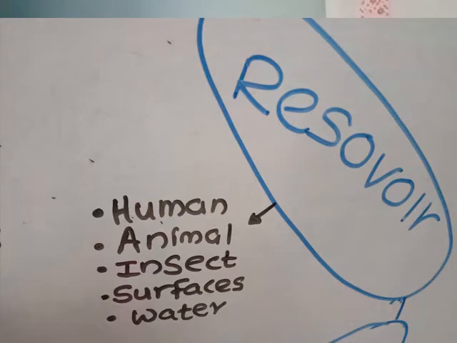So it should exit from that place. We call it the portal of exit. If the infection is in the respiratory tract of a human, the exit mode may be coughing, sneezing, biting, kissing, or even breath. If the infection is in the alimentary or gastrointestinal tract, the exit mode may be diarrhea, vomiting, and such.